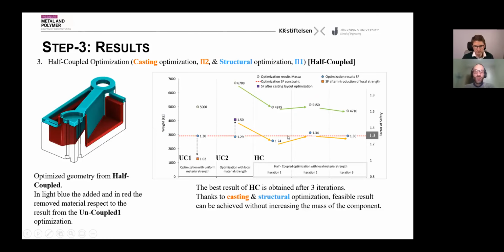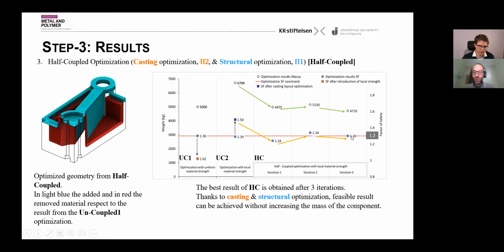As I mentioned before, it is not a fully coupled optimization, meaning that you can see we performed three iterations where we got convergence, because the difference between 1.34 and 1.3 in the safety factor was less than our target on the convergence of the simulation. And we get this kind of result.